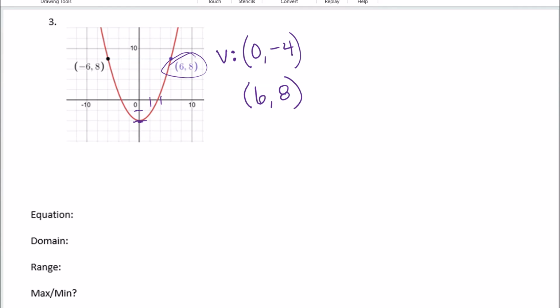All right, so we chose a vertex and one other point, which means we have all of our values to plug in to solve for a. So we're going to plug those in. So it's going to be y equals, or 8 equals a, we don't know, times x, oops, forgot to plug in the value for x. x is 6, so we're going to go 6 minus h, which is 0, squared, and then plus k, which is minus 4.